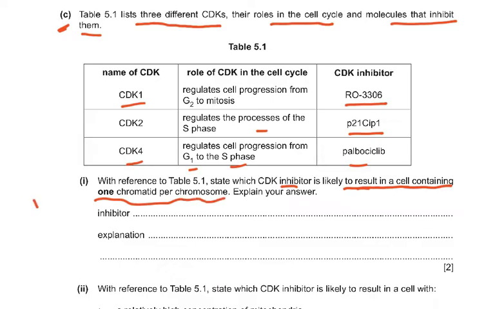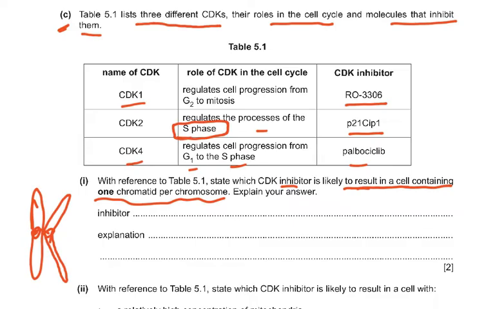Now with reference to table 5.1, state which CDK inhibitor is likely to result in a cell containing one chromatid per chromosome. You see, a chromosome is one, but when it replicates, then it forms sister chromatids. Now it says which inhibitor is going to result in a cell containing one chromatid. So that means no DNA replication takes place. DNA replication takes place in S phase of interphase.